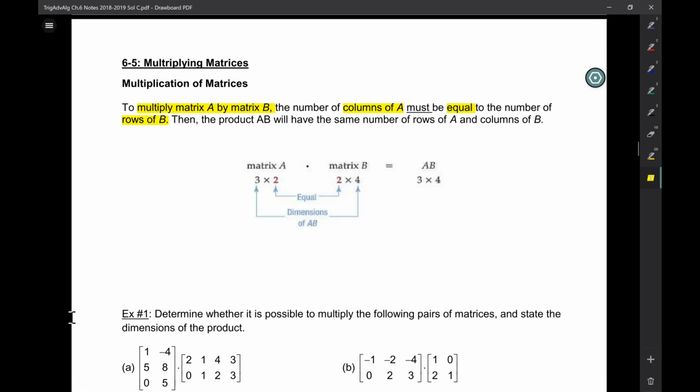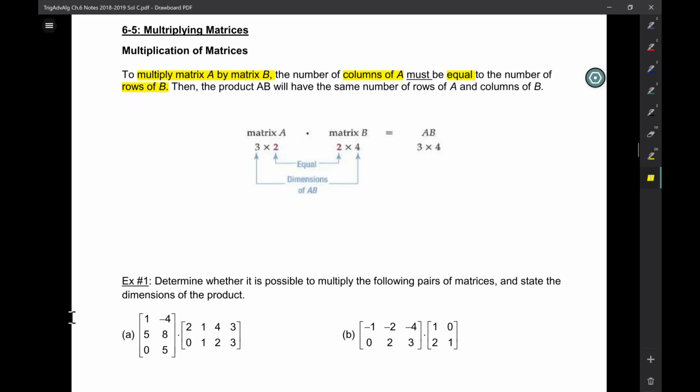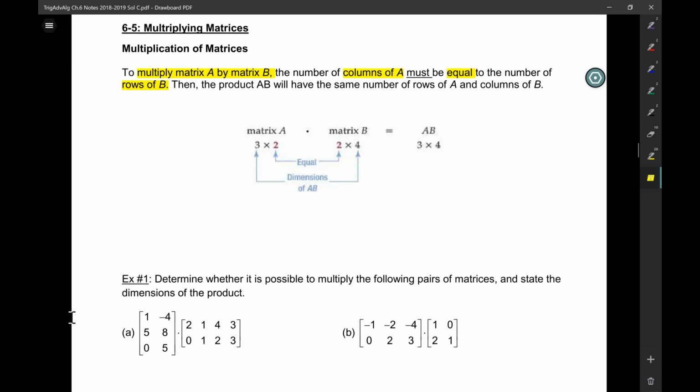The best way to figure that out, so you don't have to remember rows and columns, is this. Suppose you're multiplying A times B. You write it in that order, A first, then B. You put down the dimensions of A, suppose it's 3 by 2. You put down the dimensions of B, suppose it's 2 by 4. Now you must write it in that exact order. So if it's AB, A first, then B.